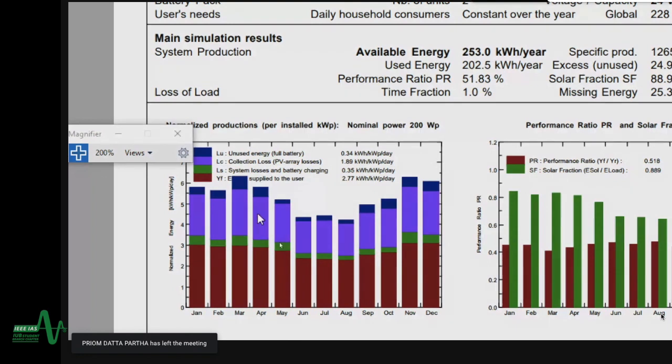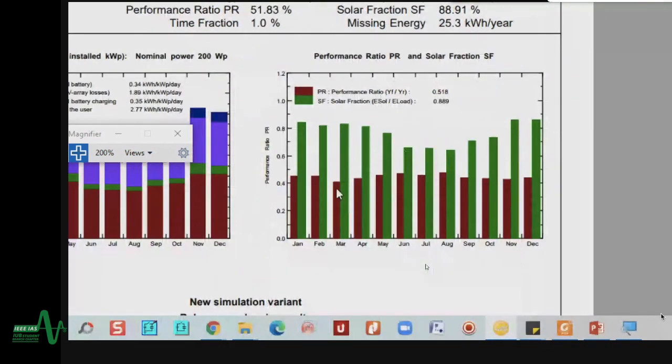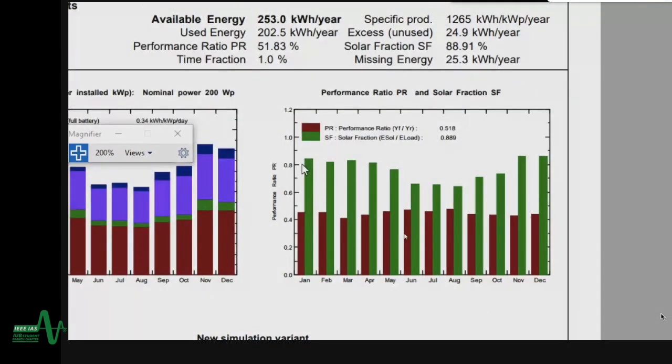And let's zoom in. So here it shows that the rate actually indicates the useful amount of energy applied, and the navy blue color is also so high, and as you can imagine, what is the loss? Look, the LC, the collection loss, that means the PV array loss, is a huge amount in this system. The unused energy is also in here, and the LS system losses and battery charging is 0.35 kilowatt per year. And the performance losses is also showing, as if it is like the 100%.